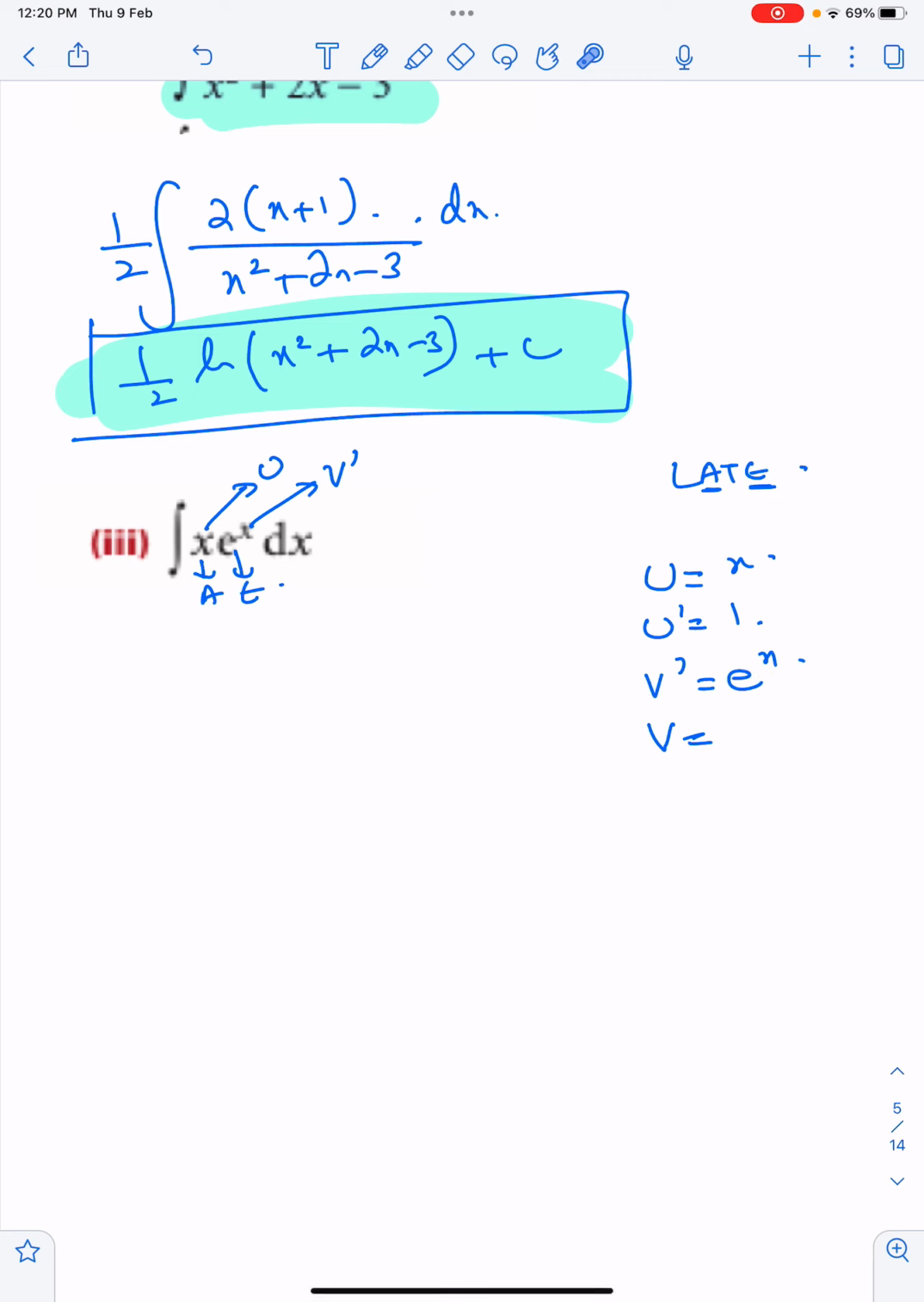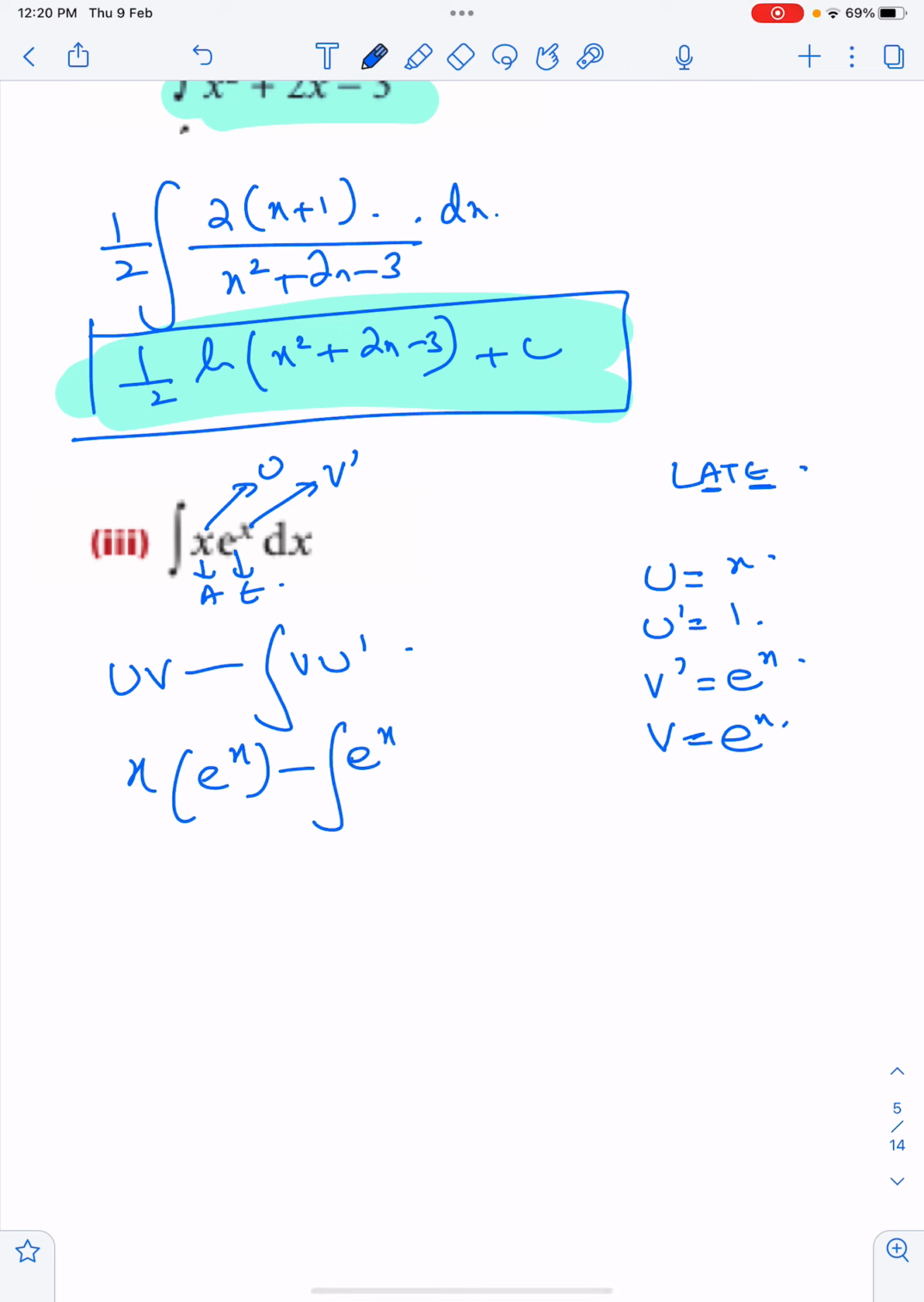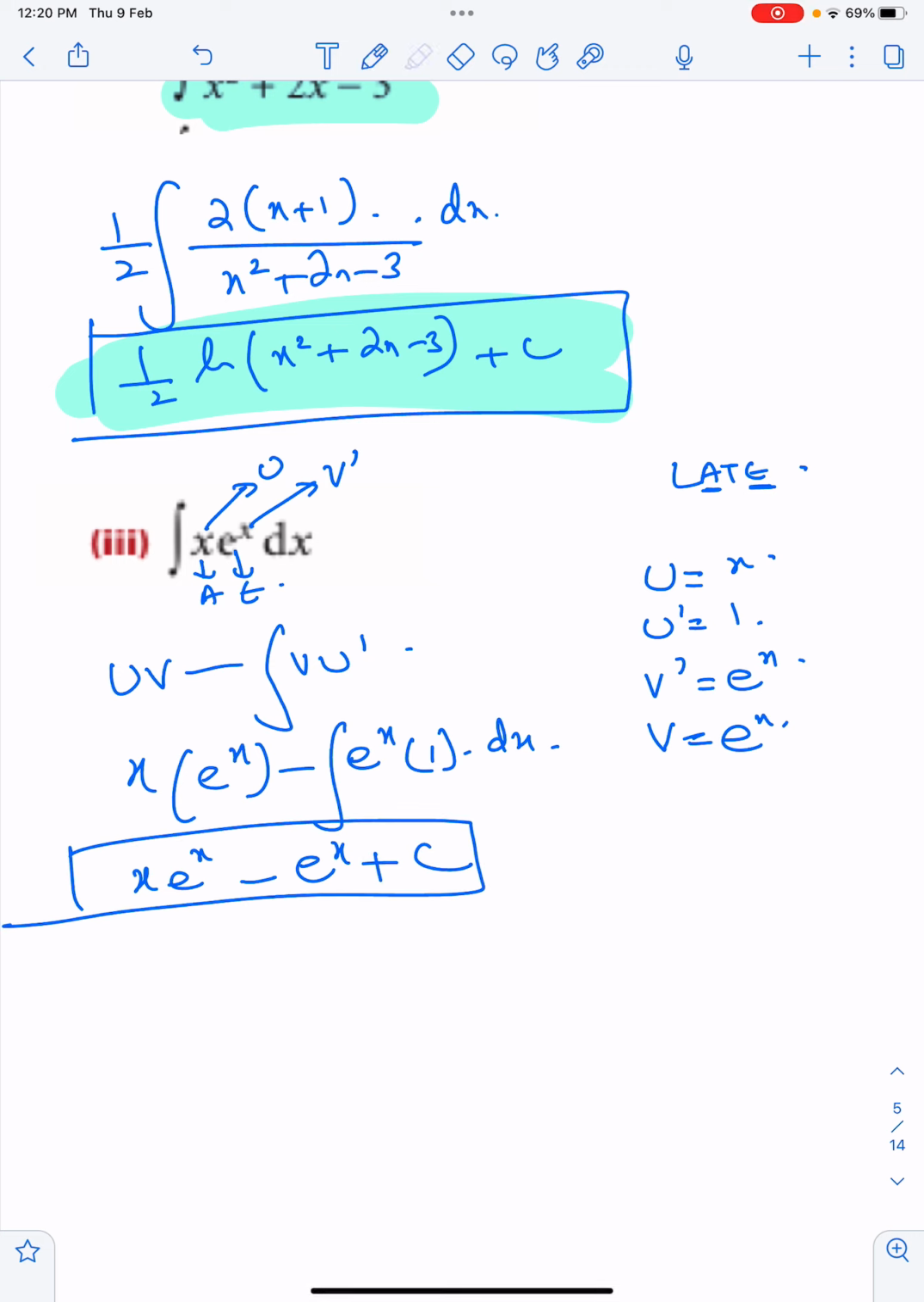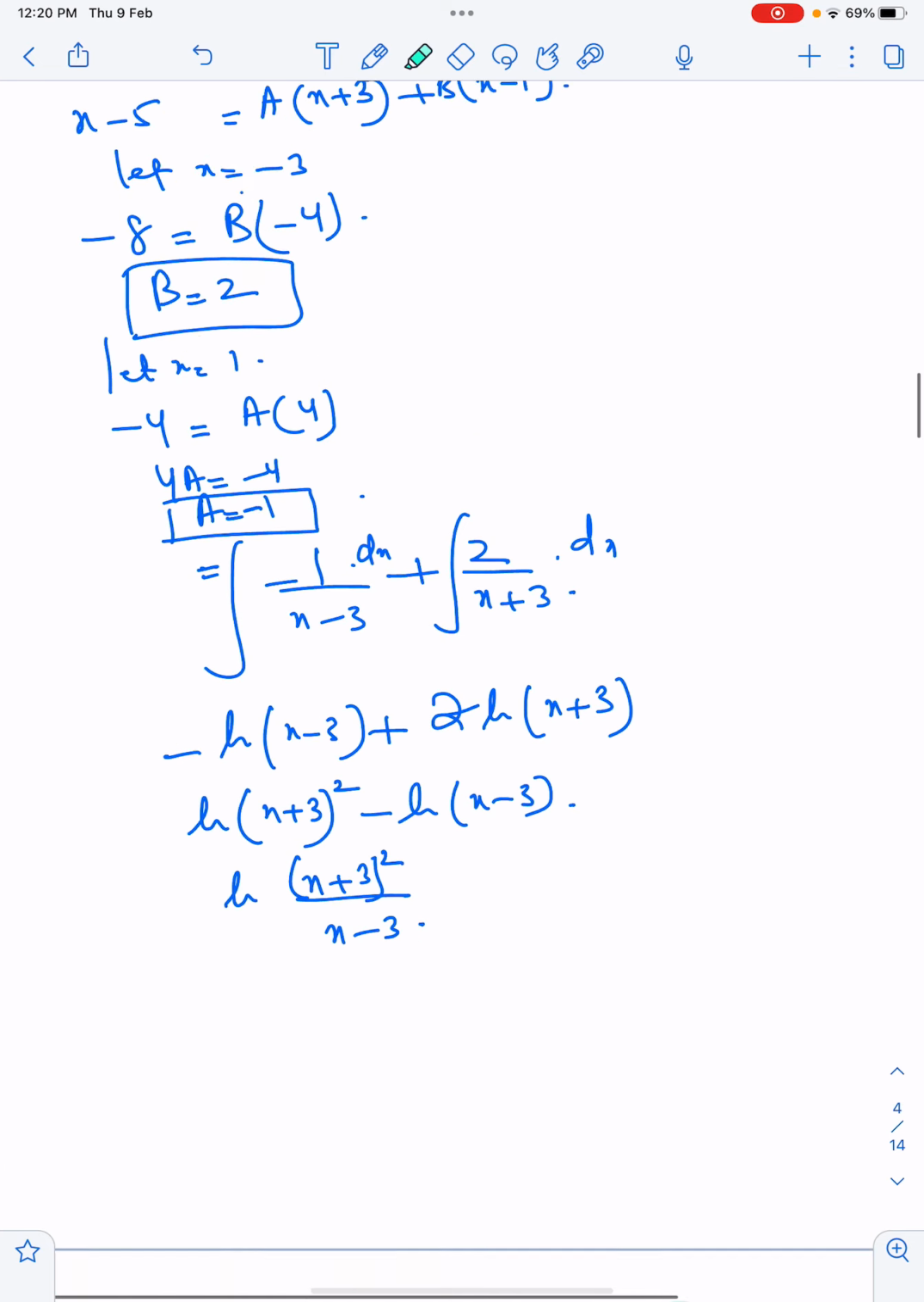In case of integration by parts, you have to integrate this. So integration of e to the power x is going to be e to the power x only, divided by 1, so that doesn't have an effect, so you don't need to write divide by 1 here. Okay, now let's apply the formula uv minus integral of v u dash. Okay, u is x, v is e to the power x, minus v is e to the power x, u dash is 1 dx. So the answer is going to be x e to the power x minus integration of e to the power x, which is e to the power x only, plus c. This is the final answer of integrating this. The next question.